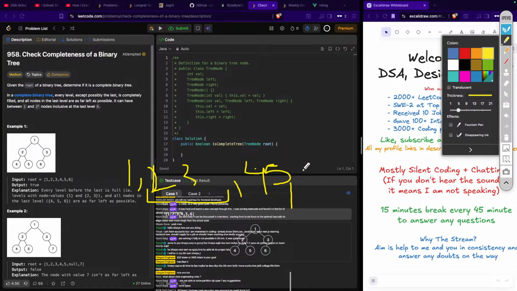So 1, 2, 3, 4, 5, and then I'll go to this 3, right? And I will check that its left is null, but its right is not null. So I'll return false from there only. That is one way.